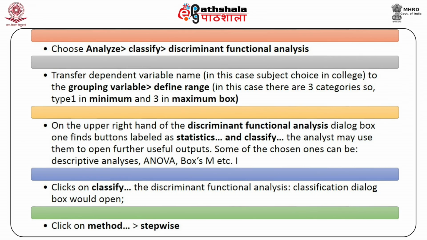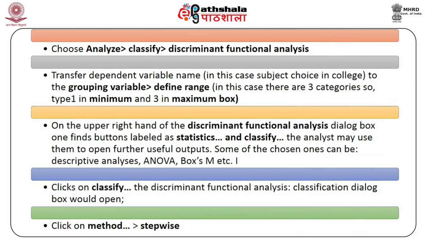the maximum box. On the upper right hand of the discriminant functional analysis, transfer the dependent variable name, in this case the subject choice in college, to the grouping variable and go to define the range. In this case, there are three categories, so type 1 in the minimum and 3 in the maximum box.